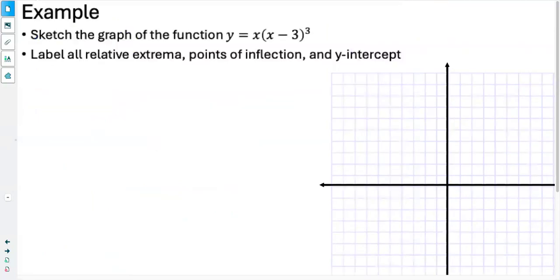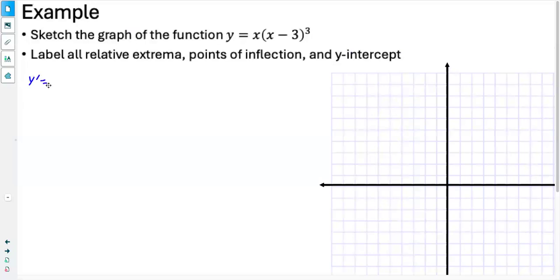Okay, next example. We want to sketch the graph of the function y equals x times x minus 3 cubed. Label all relative extrema, points of inflection, and the y-intercept. So we'll start by taking our first derivative.